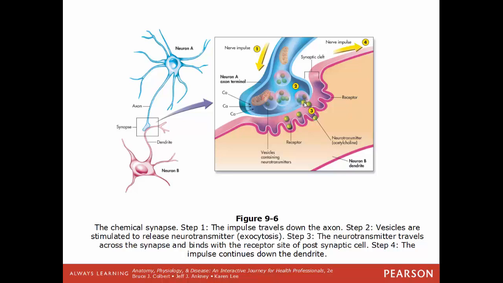And then the neurotransmitters will diffuse across this space here. It's called the synaptic cleft. And these neurotransmitters will bind to receptors on the target cell. It could be a muscle, it could be another neuron, it could be a gland, it could be anything. So if the stimulus is high enough on the target cell, then the action potential will continue here and continue the same process.